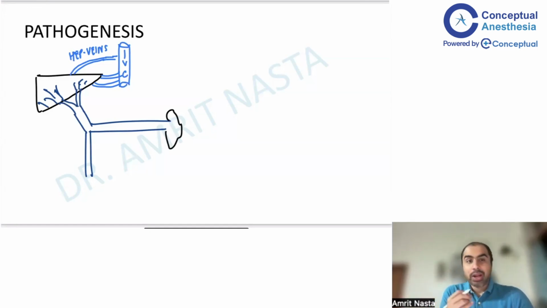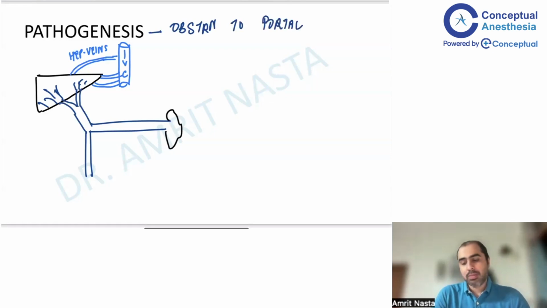Now, when I say portal hypertension, anywhere in this pathway, either at the level of the liver or at the level of the main portal vein or at the distal part in the hepatic veins or the IVC, there should be an obstruction. So for me to get a portal hypertension, the first thing is there should be an obstruction to portal blood flow. This is the portal flow, which starts in the portal vein, enters the liver, hepatic veins, IVC.